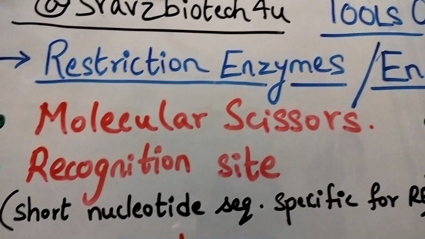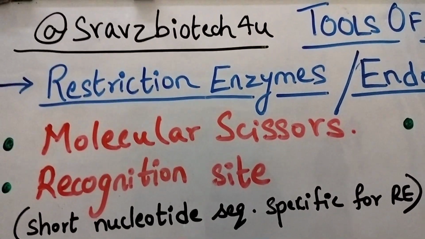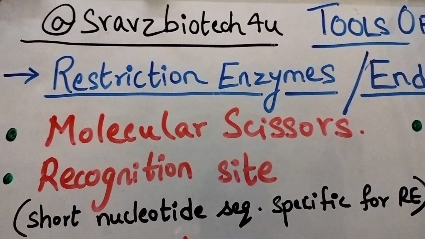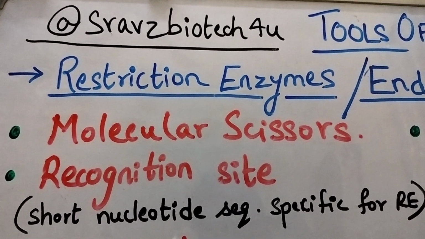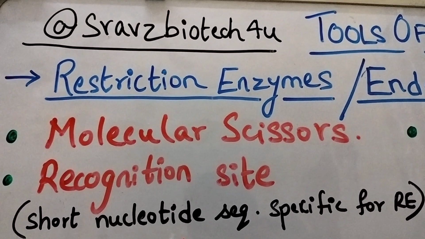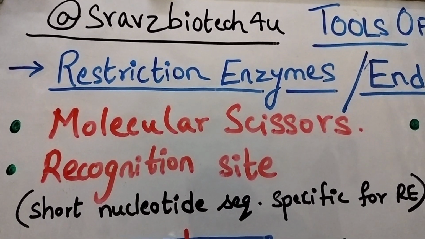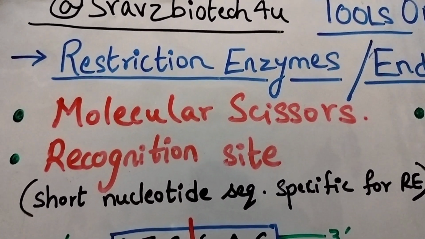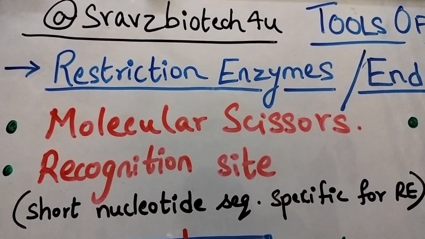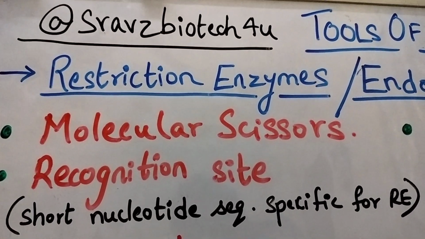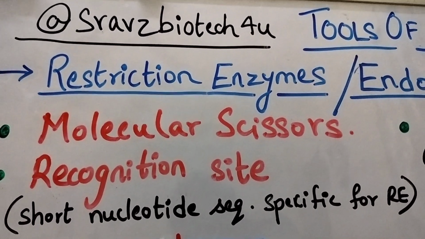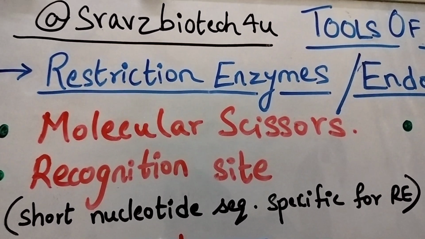The short nucleotide sequence specific for each restriction enzyme is called the recognition site, and the process by which a restriction enzyme cuts the DNA is called digestion. When a restriction enzyme recognizes a sequence, it snips through the DNA molecule by catalyzing the hydrolysis of the bond between two adjacent nucleotides. Hydrolysis is nothing but splitting of the chemical bond by the addition of a water molecule.